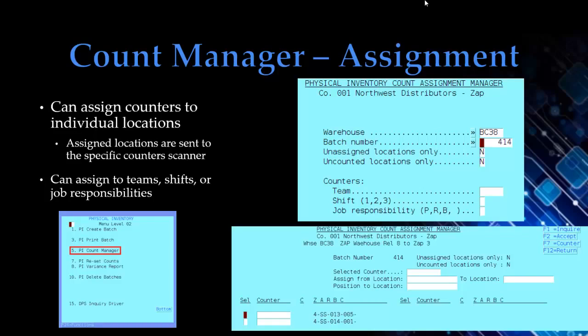Furthermore, if we wanted to assign from one location to another, again, we could put the user ID of the counter into the box, and then right below that, in the assign from location and to location, we could put in the range of locations there and hit F2 and assign those locations to that specific counter. This information then would be available on the scanner gun of these users, which we will go ahead and take a look at now.